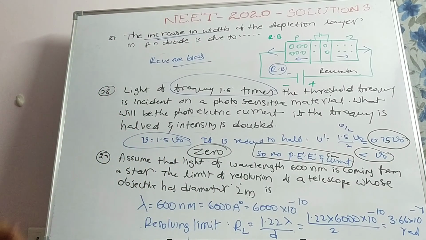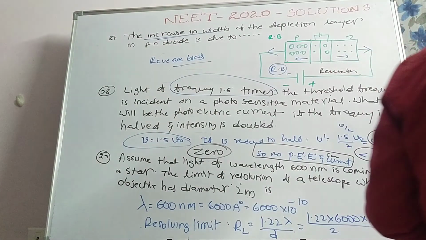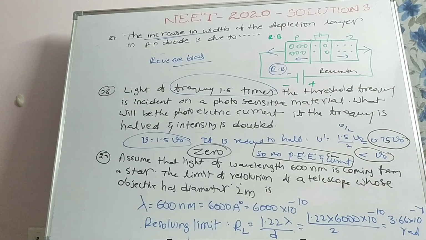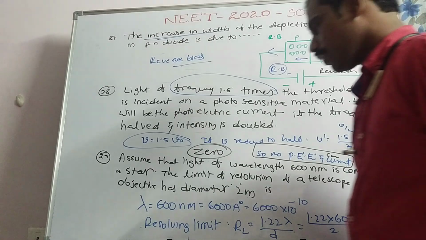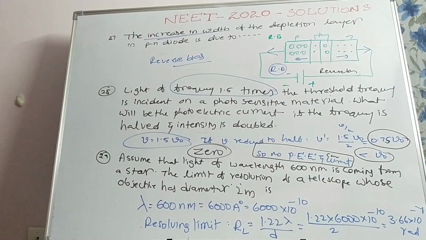Now question number 29. Assume that light of wavelength 600 nanometer is coming from a star. What is the limit of resolution of a telescope whose objective has diameter 2 meter? Of course, in a telescope we have the objective as well as the eyepiece. Now here the objective diameter of 2 meter is given.